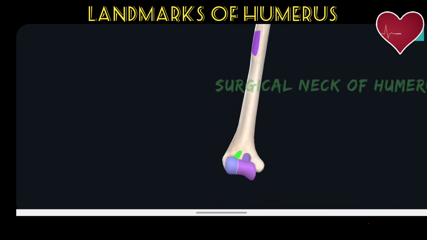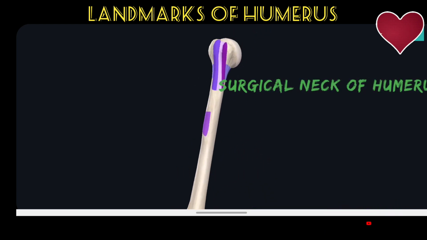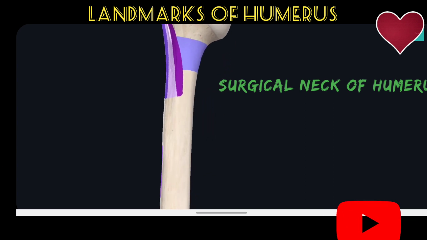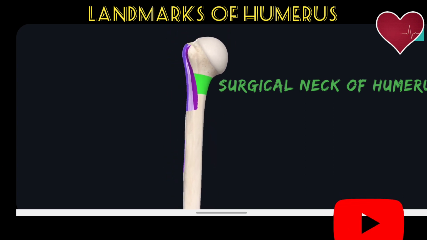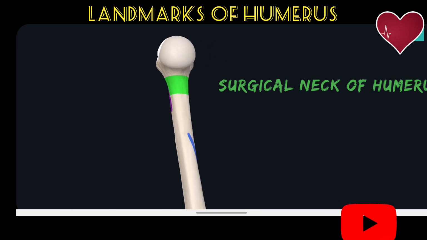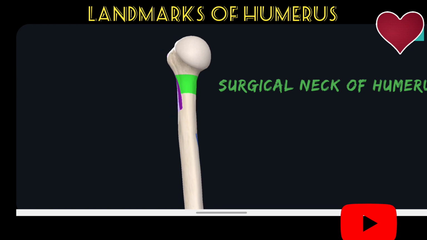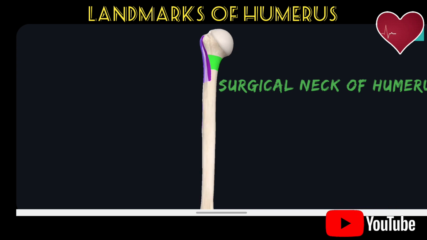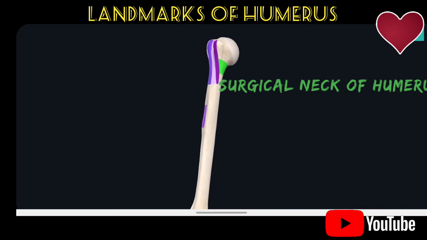And next we have the surgical neck of humerus. This part is known as the surgical neck of humerus, and it is located distal to the greater and lesser tubercle. And the important point of this is the surgical neck is a weak area of the humerus, and therefore we can find a common site for humeral fracture.